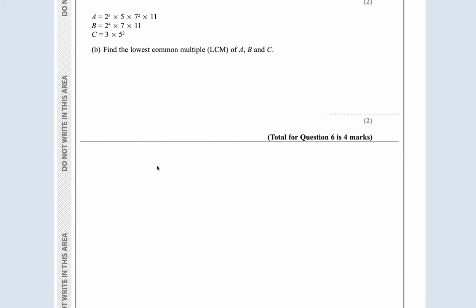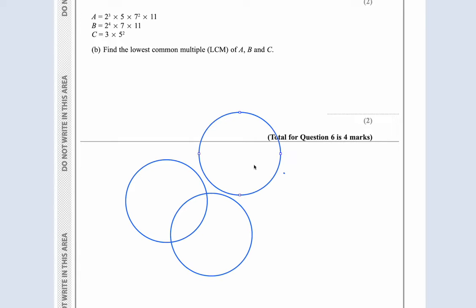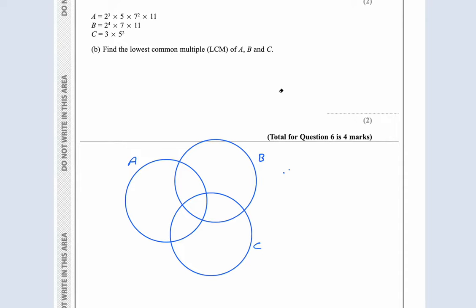Okay, find the lowest common multiple of these. Okay, guys, I'm gonna again draw a Venn diagram, this time with 3. Okay, that will do. So this is A, this is B, and this is C. A is 2 cubed times 5 times 7 squared times 11. So basically, guys, what we need to fill in is what goes in the middle. Well, what goes in the middle is the thing that's in all of these. There's actually none. There's no 3 here. There's no 3 here. And there's no 7 or 11 here. So nothing's going to go in there.